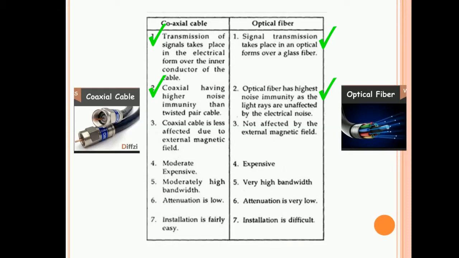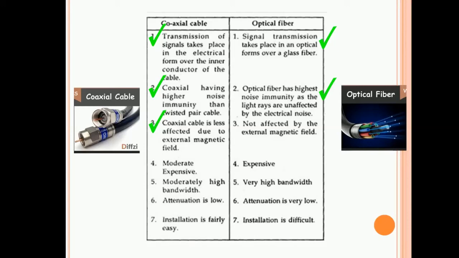What is noise? Noise means unwanted information. When data is transferred from one computer to another, whatever we send, we have to receive exactly that at the receiving end. If you receive some extra unwanted information, that is called noise. So there won't be any noise in fiber optic cable since we are using light beams. Next, the coaxial cable is less affected by an external magnetic field.